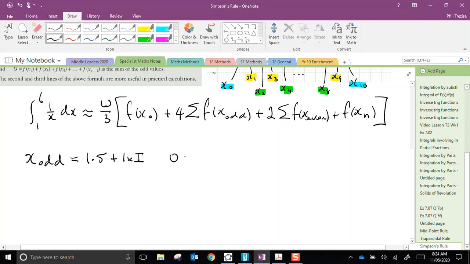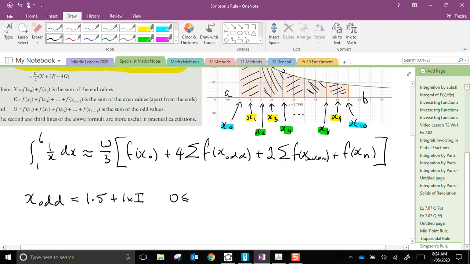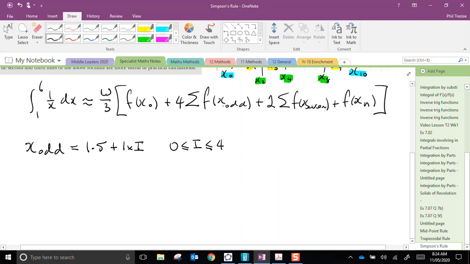What would be the limits on i? Well, if i was 0, then that would turn out to be 1.5, which is what we need. This is my dummy variable i that I'm using to count. And if I wanted to finish at 5.5, the last of the odd ones, then I'd need i to equal 4. So that's going to be a handy little thing to use when I'm writing in x odd into my calculator. I'd better think about x even as well.